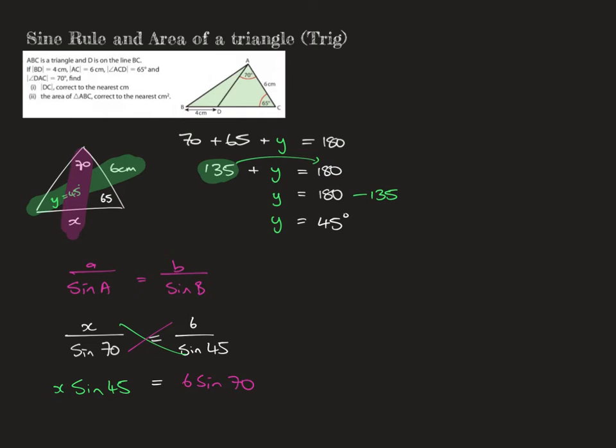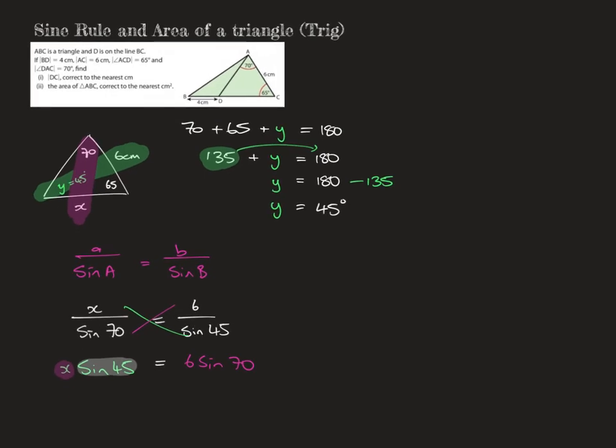Okay, so to find the value for x, I need to isolate the x terms. And how I isolate the x terms is I have to divide both sides by sine 45. So I'm going to say x is equal to, so I want to get x by itself. So you can see there, to get x by itself, I need to divide both sides by sine 45. So x will be equal to 6 sine 70 all divided by sine 45.